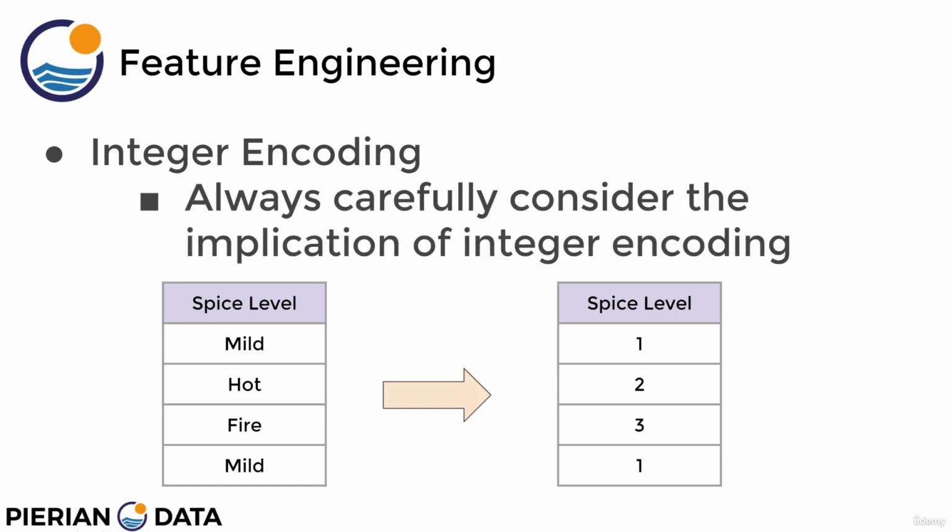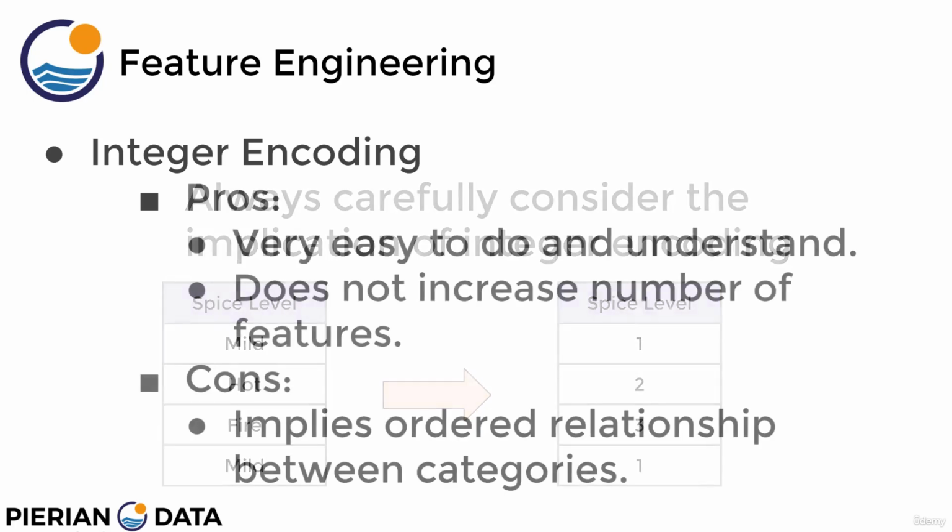You should always carefully consider the implication of integer encoding when it comes to this category transformation. We want to make sure that if we decide to do integer encoding, then an ordinal variable, or something that has ordering to it, was a fair assumption to make.